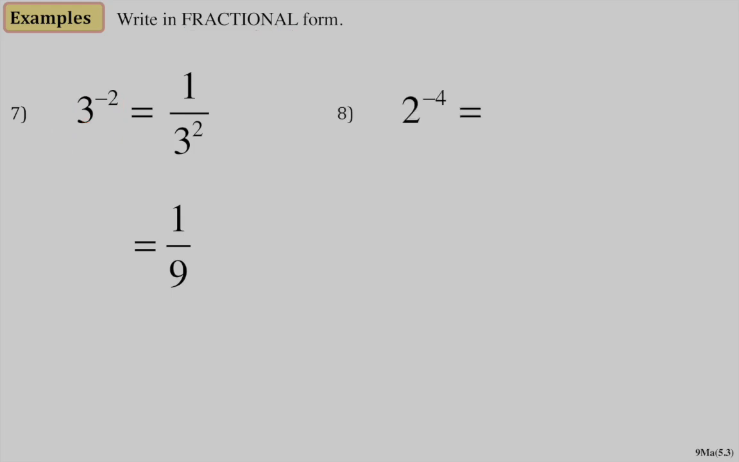When you're looking at question 8, think of it as 2 to the power of negative 4 over 1. If you move that across the fraction line, it becomes 1 over 2 to the power of 4. And 1 over 2 to the power of 4 is the same as 1 over 16, because 2 to the power of 4 is 16.